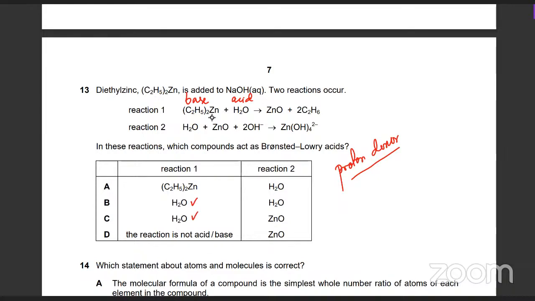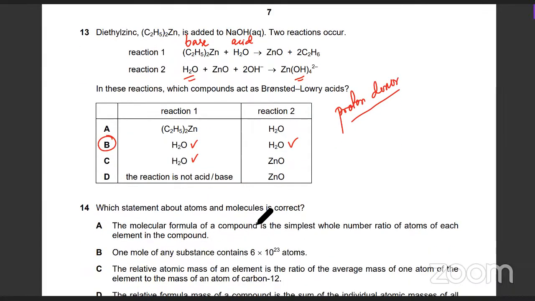What about reaction number 2? Who's the acid now? Is it still water, sir? It's still water because all the water turned into OH⁻ ions. So that means water is the one that's losing H⁺ ions. So it's still water, right? That's the next one.